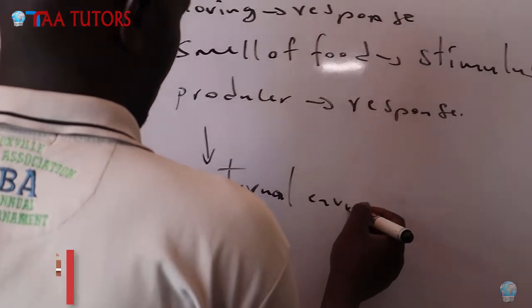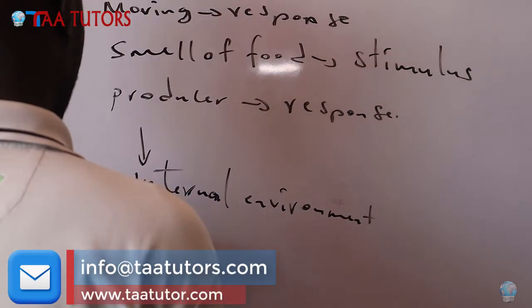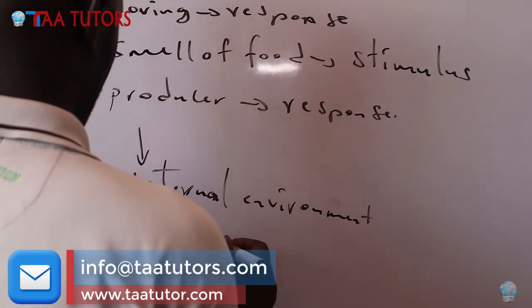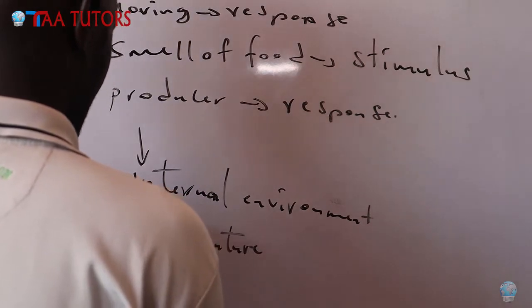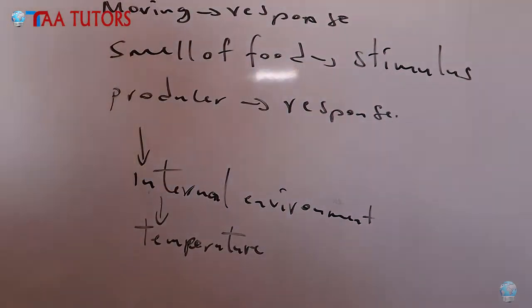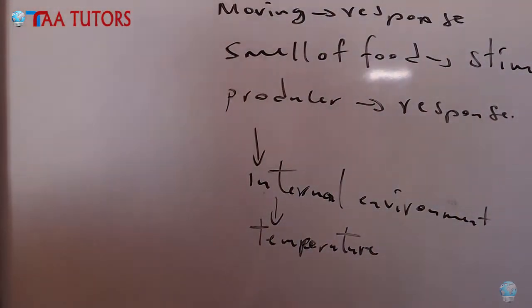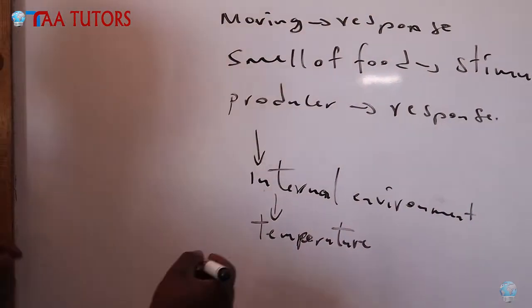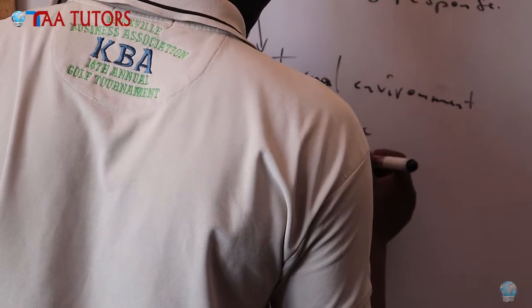Internal environment that can change. Here we have got number one, temperature. My internal body temperature should be consistent as an animal or as a human being, but it can change. It is not always like this. So that one can cause me to respond to that situation. I can talk about the blood sugar or blood glucose.